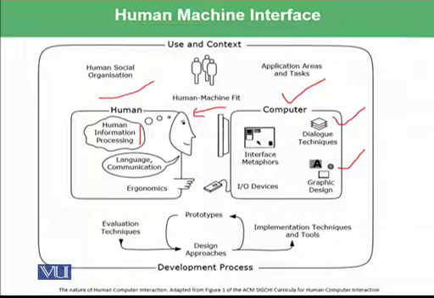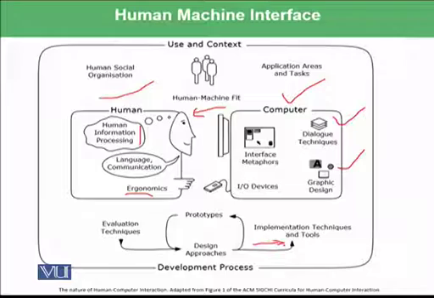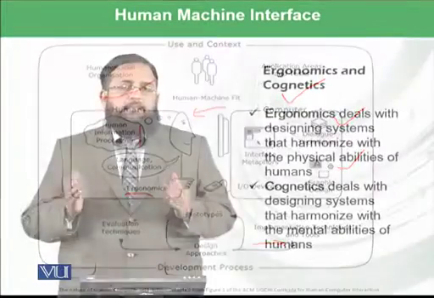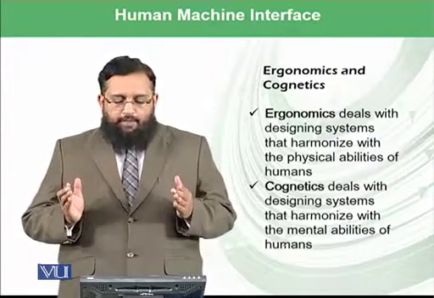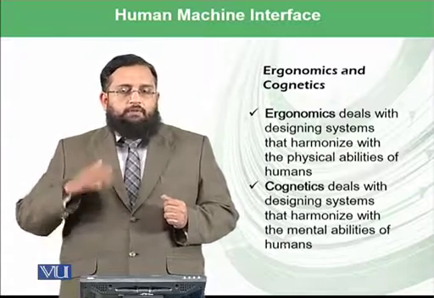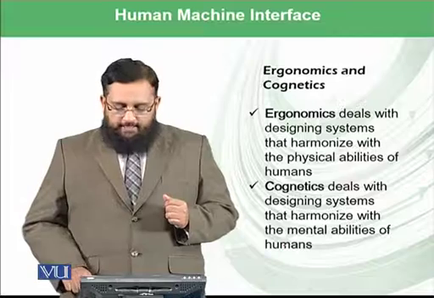So this means that we should understand humans, and the computer-related things which interact with the human should be mapped and built based on the human's perceptions. We will be discussing ergonomics in one of the next slides. The prototype is developed, design approaches are applied, evaluation is done, and at the end, when you have finished, you will have the final version of the software. So what is ergonomics? Ergonomics deals with designing systems that harmonize with the physical abilities of the users, and cognitics deals with designing systems that harmonize with the mental abilities of the human. We discussed the mental abilities of the user in the previous slide.